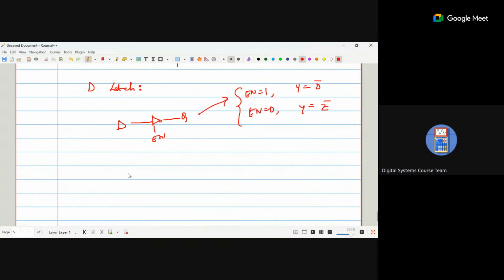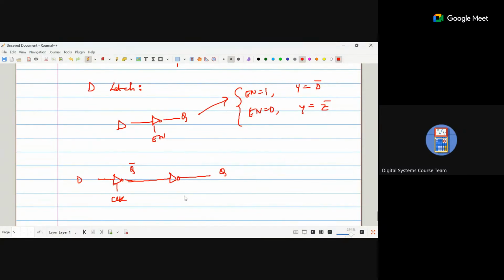Now, to draw it in detail, let's say you have a D input, then you have a tri-state inverter, where the signal given is clock, and then this will be your Q bar, because you will get D bar here, so you will get Q bar here. This will be given to another inverter here, that will give you Q.